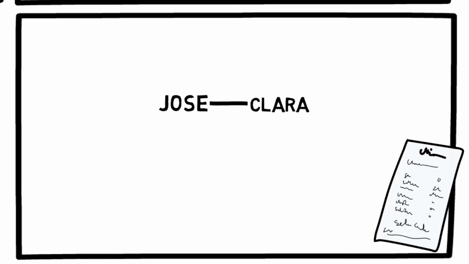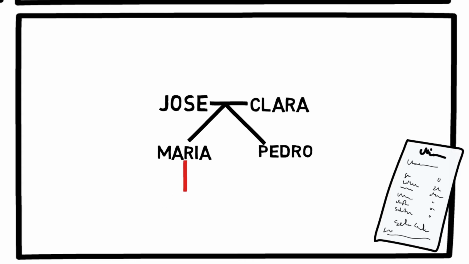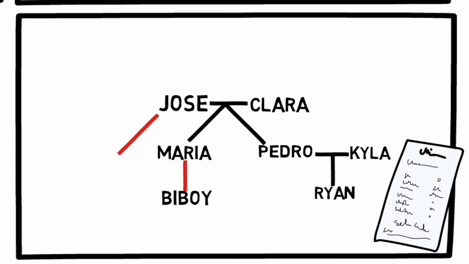Let us illustrate. Before we start, and to better understand it, please copy the illustration on a piece of paper. Let us assume that your name is Jose. Jose is married to Clara. Because of such marriage, Maria and Pedro were born. Maria's son is B-Boy. The father of B-Boy is unknown. Pedro married Kayla, and they had a son named Ryan. Sometime, Jose had an illicit affair with Rosa.